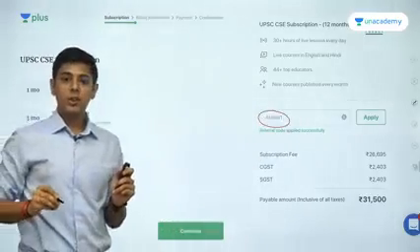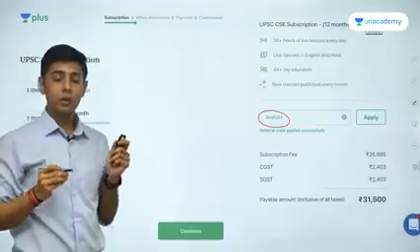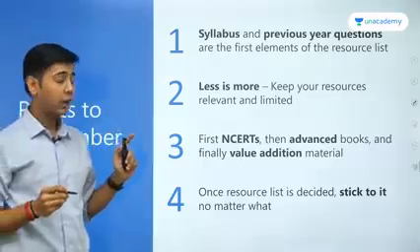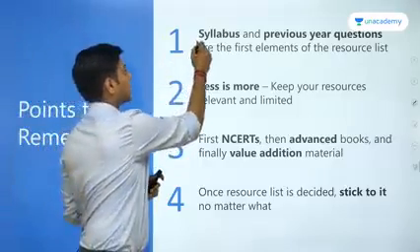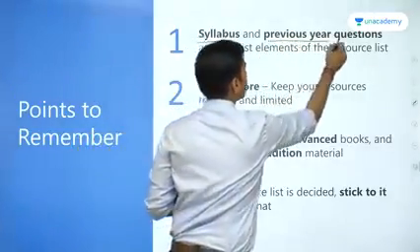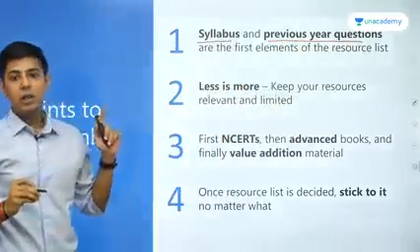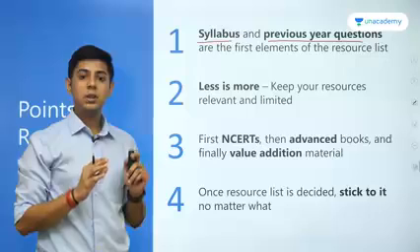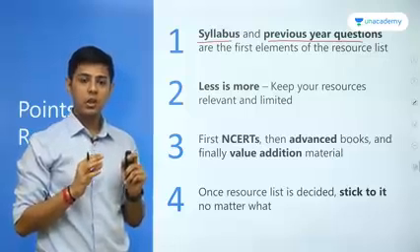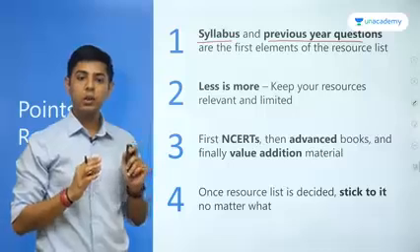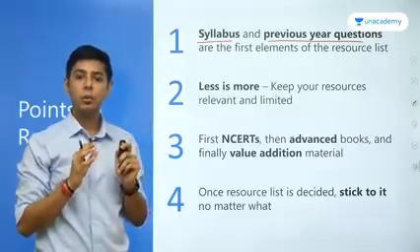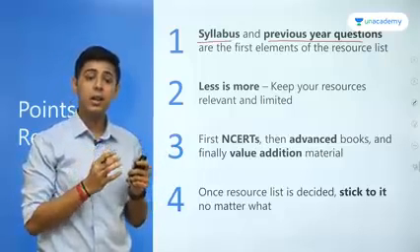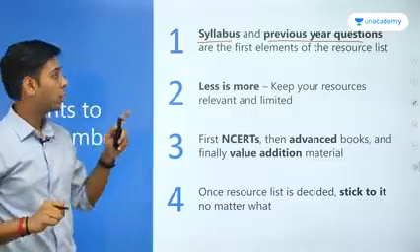Okay, so let us move on to the lesson. Let us move on to our resource list here. First of all, there are certain points to remember which I want to highlight. First of all, the syllabus and the previous year questions. These are the first elements of your resource list. Please remember, without these two, your resource list cannot start. These are the first major elements. Always have these before yourself. Whenever you are reading any topic from any book, please keep both of these things in front of you. They'll help you understand what is to be read and how it is to be read. So these are very important aspects.